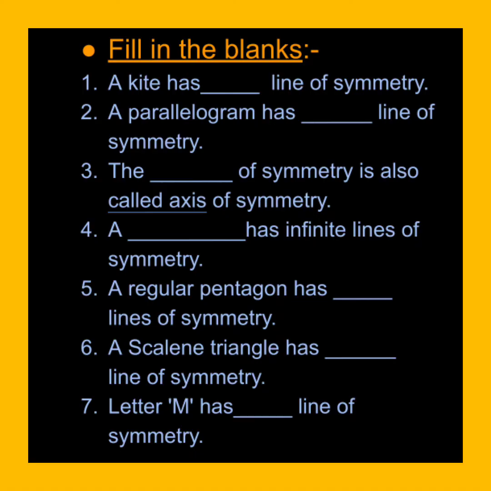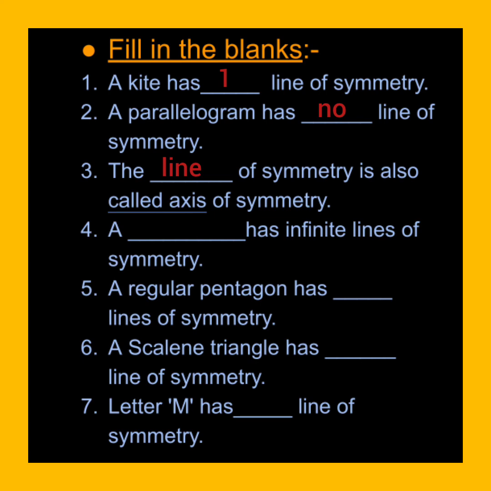Now fill in the blanks. First one is, a kite has dash line of symmetry. A kite has one line of symmetry. Number 2, a parallelogram has dash line of symmetry. A parallelogram has no line of symmetry. Third one is, the dash of symmetry is also called as axis of symmetry. So the answer is line. The line of symmetry is also called as axis of symmetry.